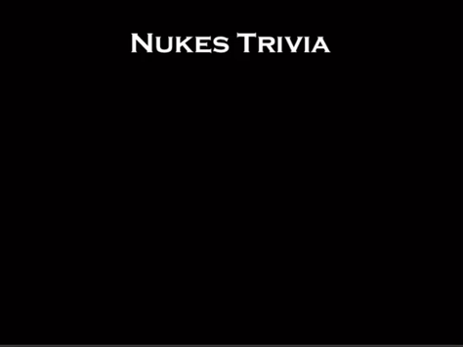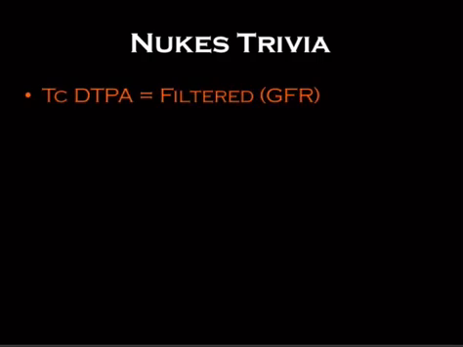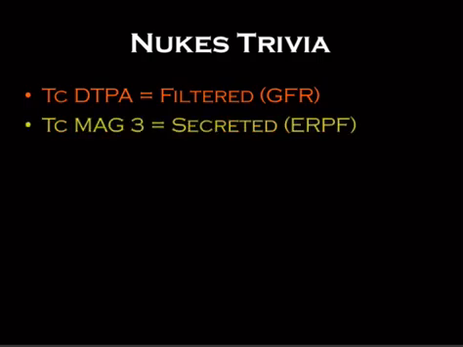So the first one is DTPA, and DTPA is filtered. So this gives you a good bearing on GFR, and I like to think about this as sort of an uptake flow agent. Now, the other one is MAG3, and MAG3 is secreted, so it's not GFR, and we'll talk about why that's important here in a few minutes.